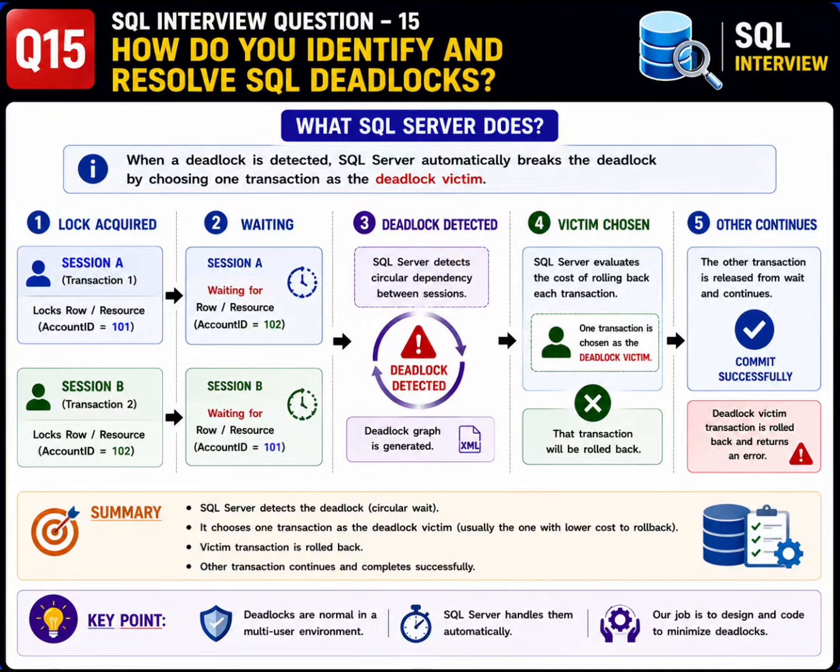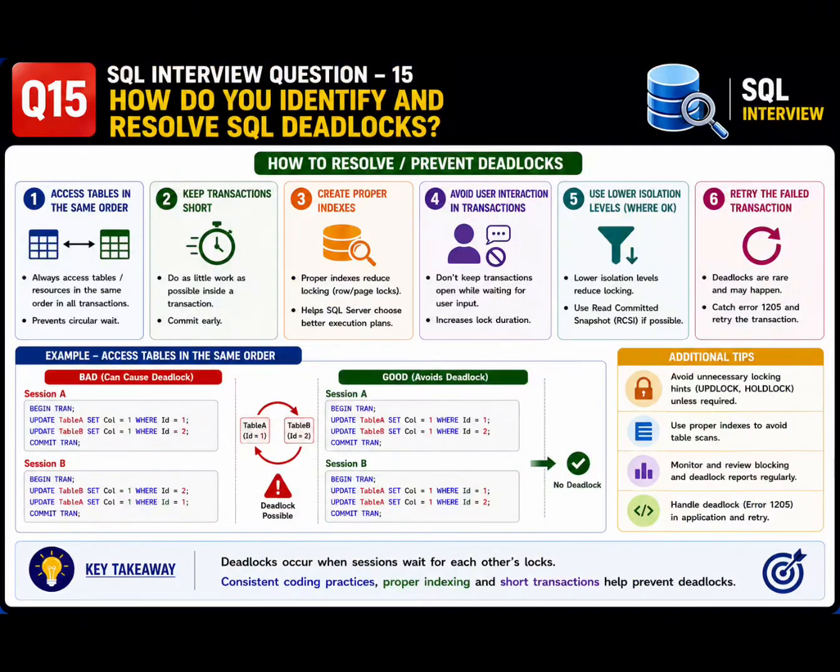So how to resolve deadlocks? Now, let's discuss how to prevent deadlocks. So I am giving solutions. The first one is, every transaction accesses tables in the same order. Then circular waits are much less likely. For example, instead of one session accessing table A, then table B, and another session accessing table B, then table A, make both access table A first, then table B. This is one of the best ways to prevent deadlocks.